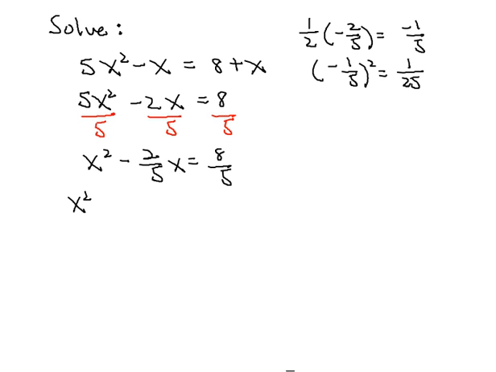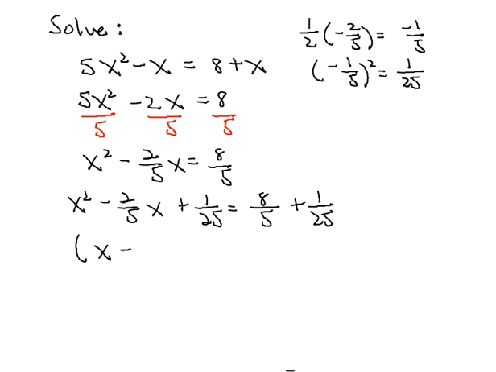So we have x squared minus 2/5 x plus 1 over 25. And of course we need to add that to the right hand side to keep the equation balanced. Now factoring the left hand side, we have x minus 1/5, quantity squared.